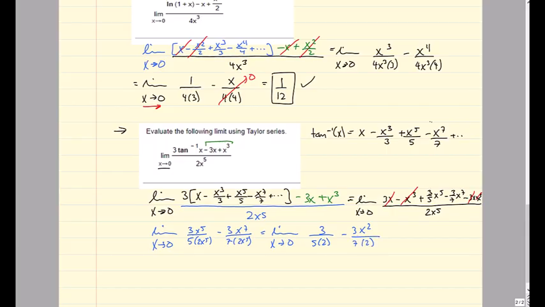Now right away the second term will go to 0 because I'm taking my limit as x approaches 0. In my first term I'm left with 3 over 5 times 2. And of course 3 over 5 times 2 is equal to 3 over 10. And that's my solution. So again, these are kind of fun problems.